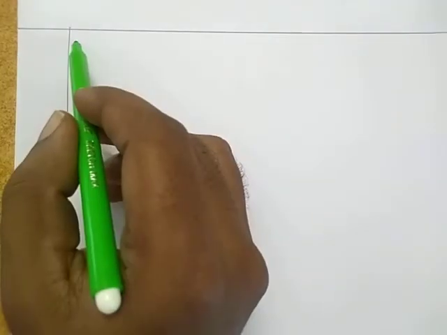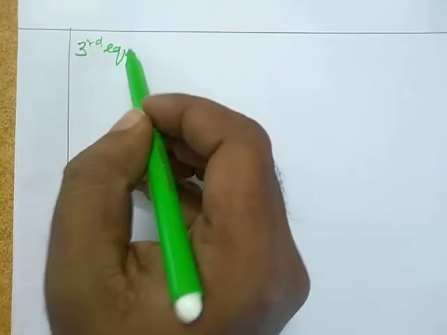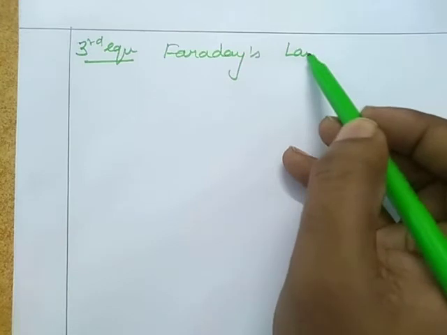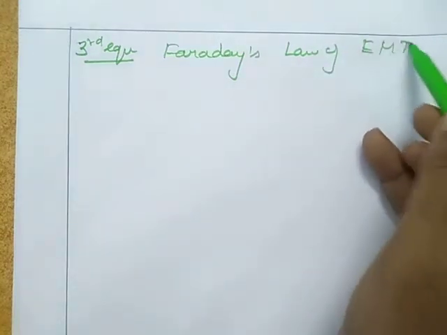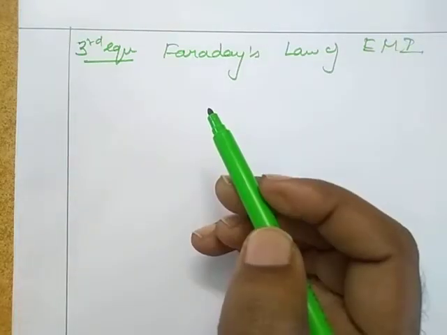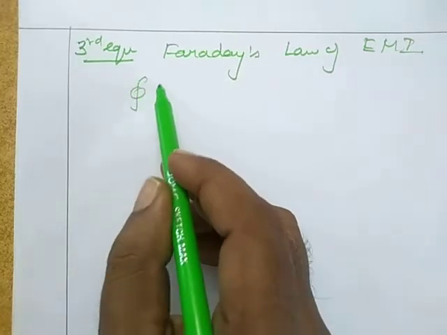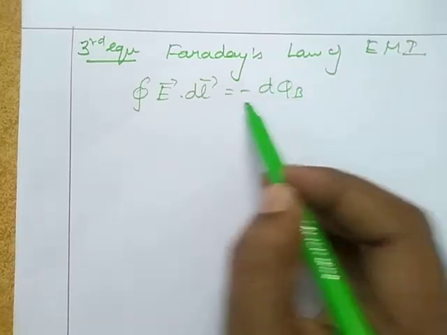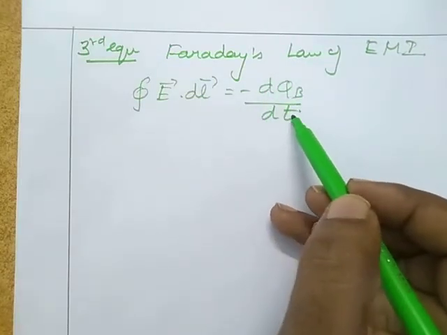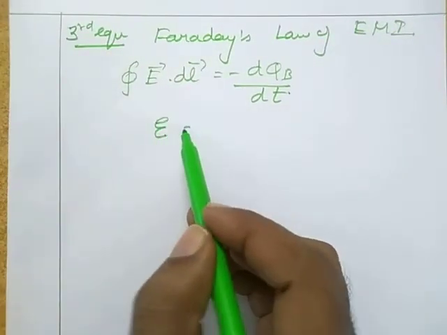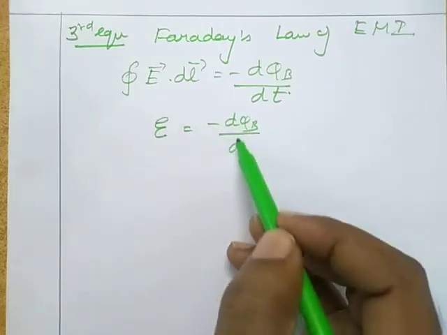Then the third equation, that is Faraday's law of electromagnetic induction. We know this law relates electric field with the changing magnetic field. This is mathematically represented as closed integral of E vector dot dl vector is equal to minus d phi B by dt. This is from the expression EMF is equal to minus d phi B by dt.